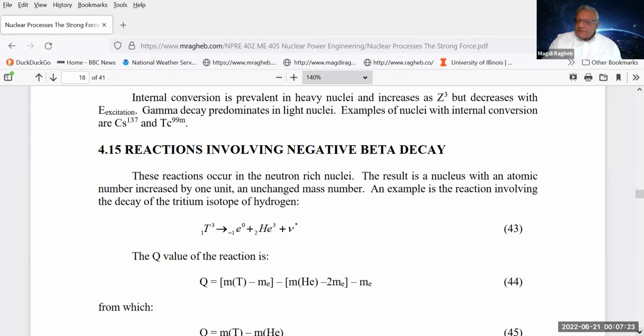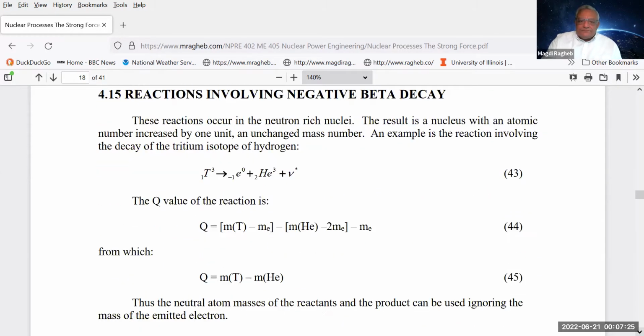And let's take another reaction here, a reaction that involves negative beta decay. We said that tritium is used in the DT reaction that is used in hydrogen devices, hydrogen weapons, or in our future, now we are trying very hard to achieve fusion. That isotope of tritium contains 2 neutrons and 1 proton. It's unstable, so it has an excess number of neutrons, 2 neutrons and 1 proton.